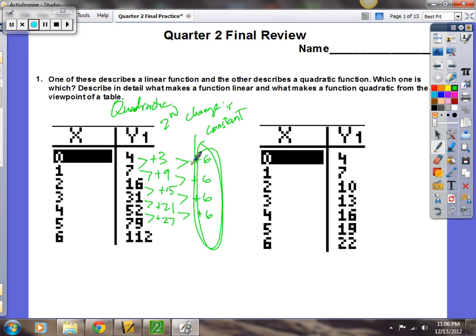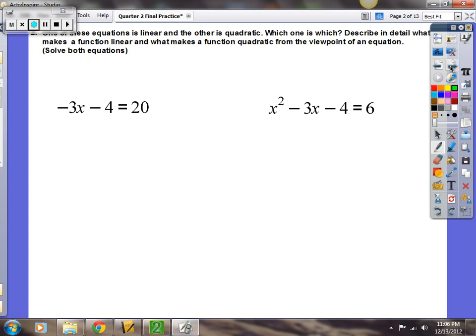This one then has got to be the linear. 4 to 7, that was up 3. 7 to 10 is up 3. 10 to 13, up 3. 13 to 16, up 3. Okay, this guy's linear, because it changes at a constant rate. What if you're looking at an equation?